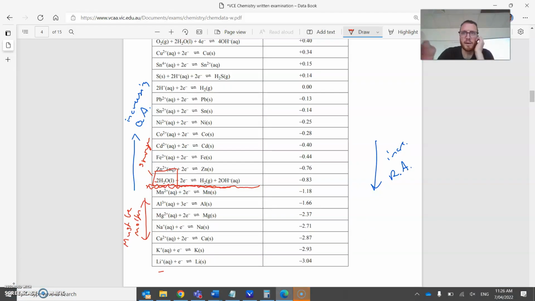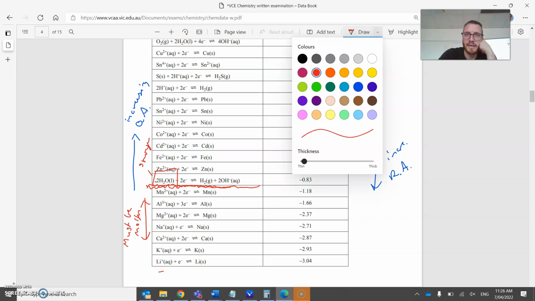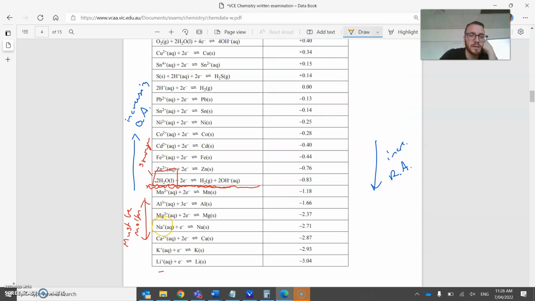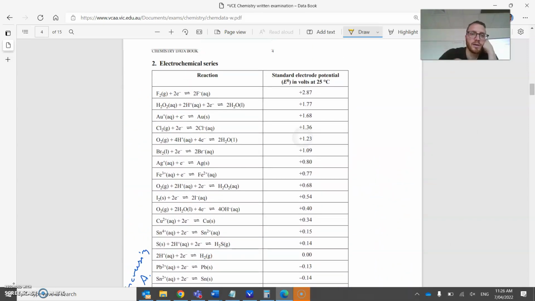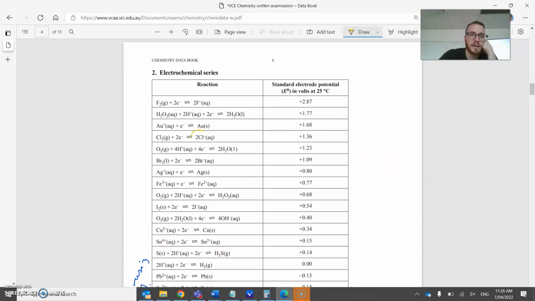So I want to figure out which chemical species are present in aqueous sodium chloride. We've got sodium ions present. I've got water present. Then looking at the other side, I've got chlorine here, and I've got water here.